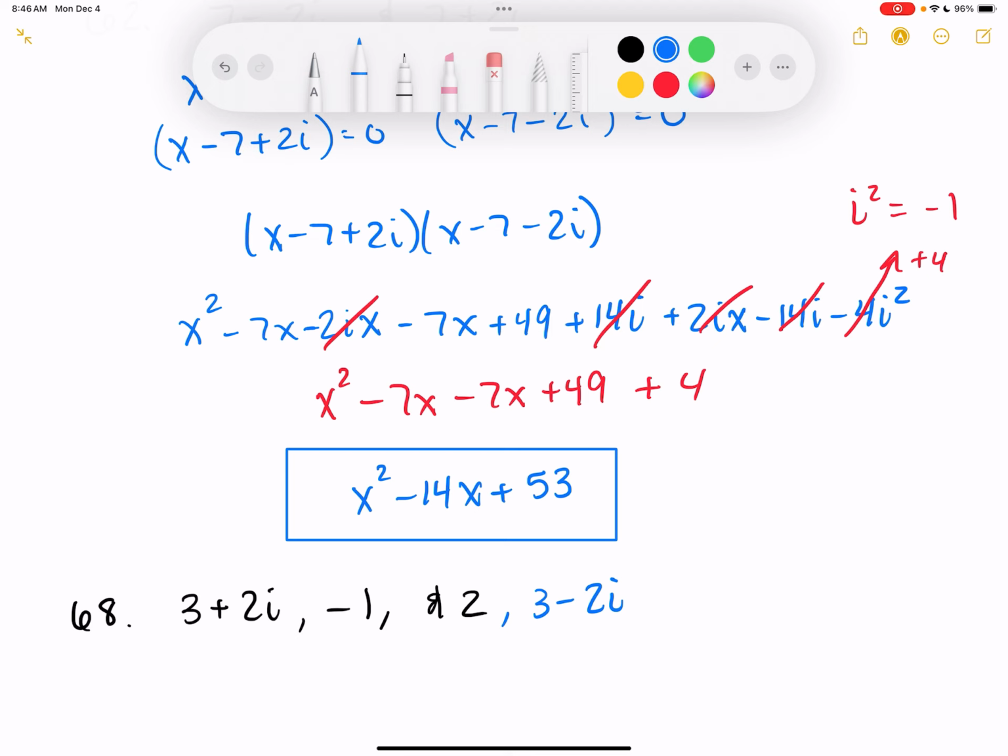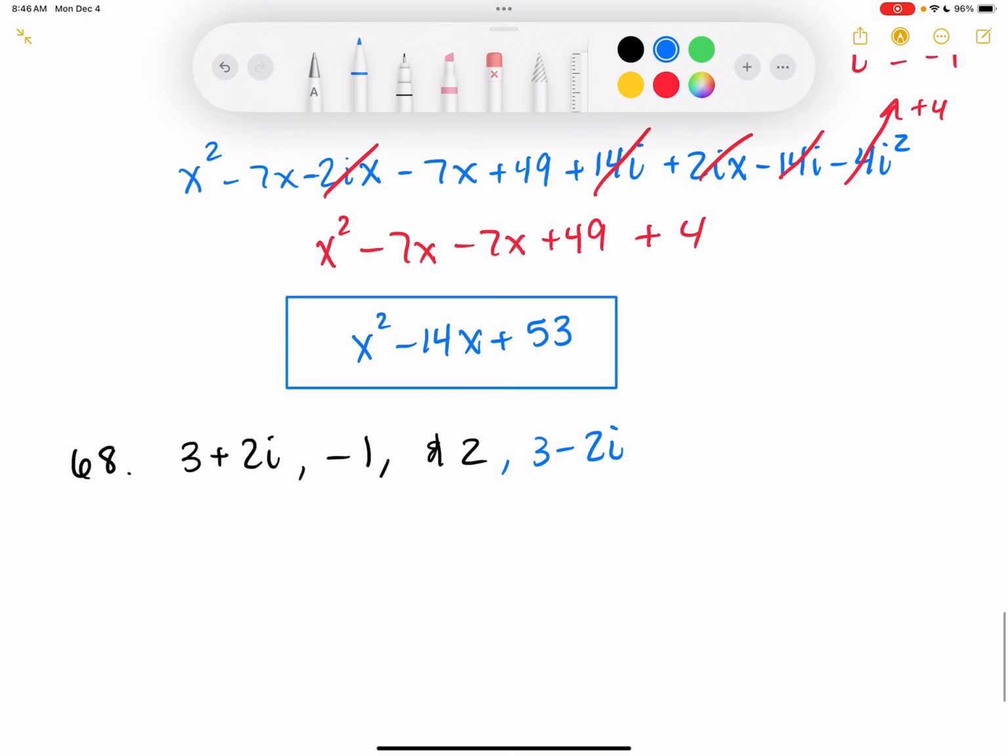So, same way, I'm going to start these as x equals each of these things and then find the factors. This is just going to require a lot more factoring than we had in the last one. So I'm going to have x equals 3 plus 2i, x equals -1, x equals 2, and x equals 3 minus 2i. And then I'm just going to be moving all the stuff over to the left. So I'm going to have x minus 3 minus 2i, that's going to be a factor.